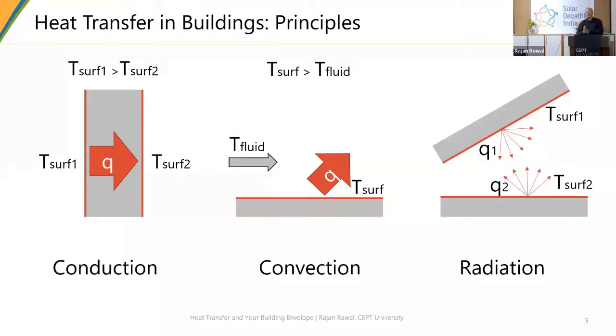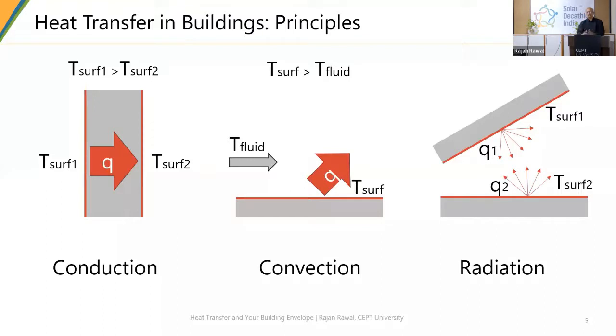conduction takes place when you have a certain amount of material available. So what you see on the left-hand side, if the surface temperature T-surf1 is higher than T-surf2, the heat will transfer from one point to another point, or one phase to another phase.